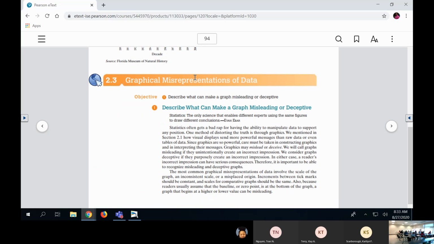2.3 is graphical misrepresentations, there we go, of data. I never claimed to be an English teacher, okay? Misrepresentations, you got to say it real slow, of data.